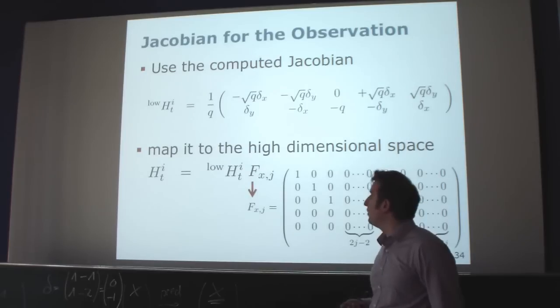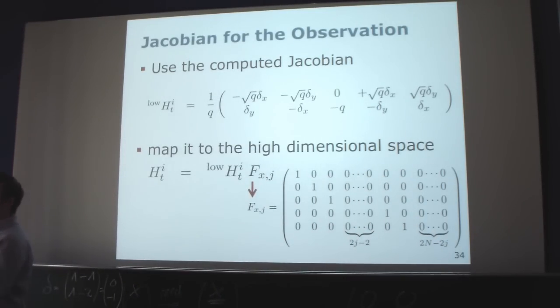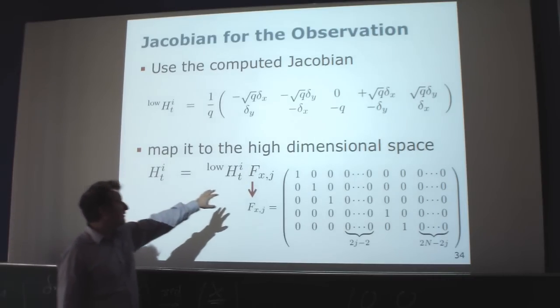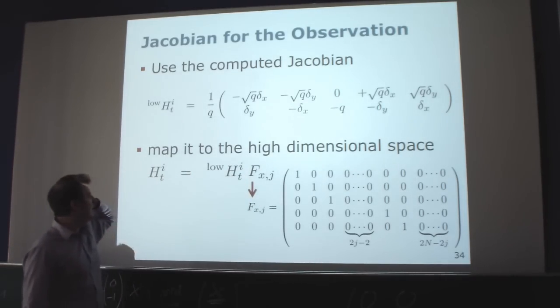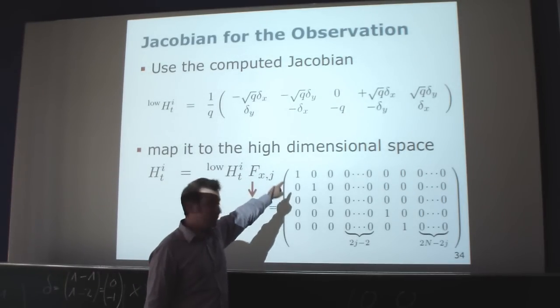Again, I use one of those matrices F to map that again to my original space, because in the end I need to update my full covariance matrix. So I need this function F to transform H into a high-dimensional space. And this can be done in the following way.